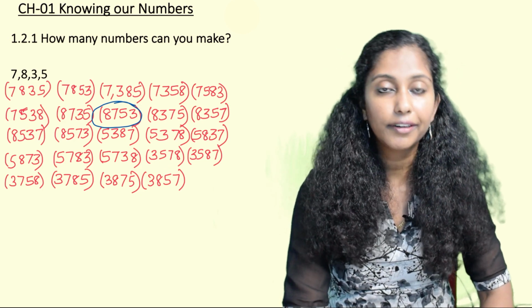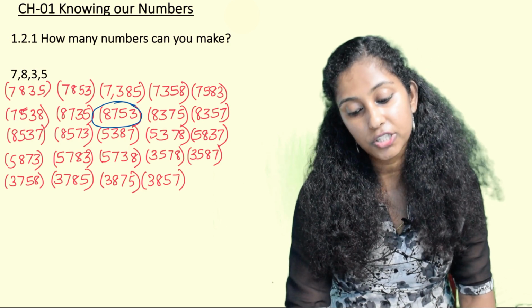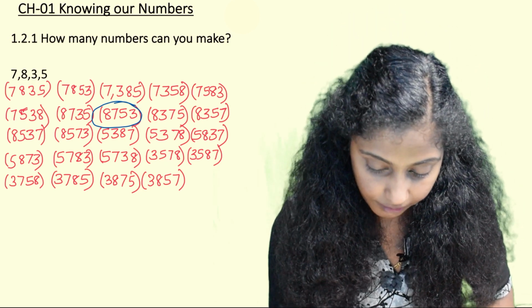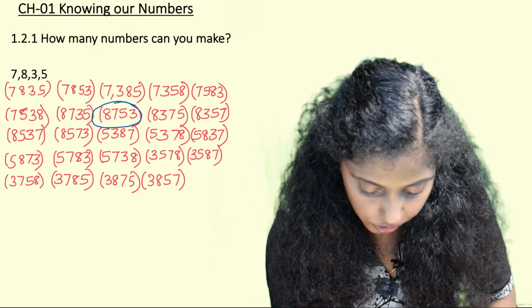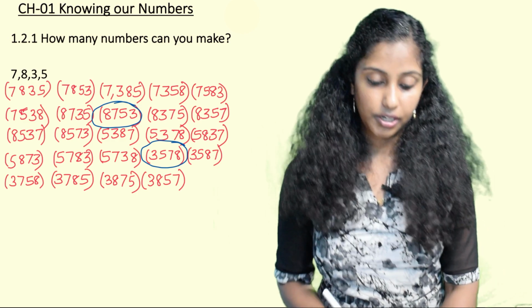Here again you will see that the smallest number is 3578. So we see that the digits are arranged in the increasing order, or ascending order, that is small to big. So here again we have that 3578 is the smallest number.